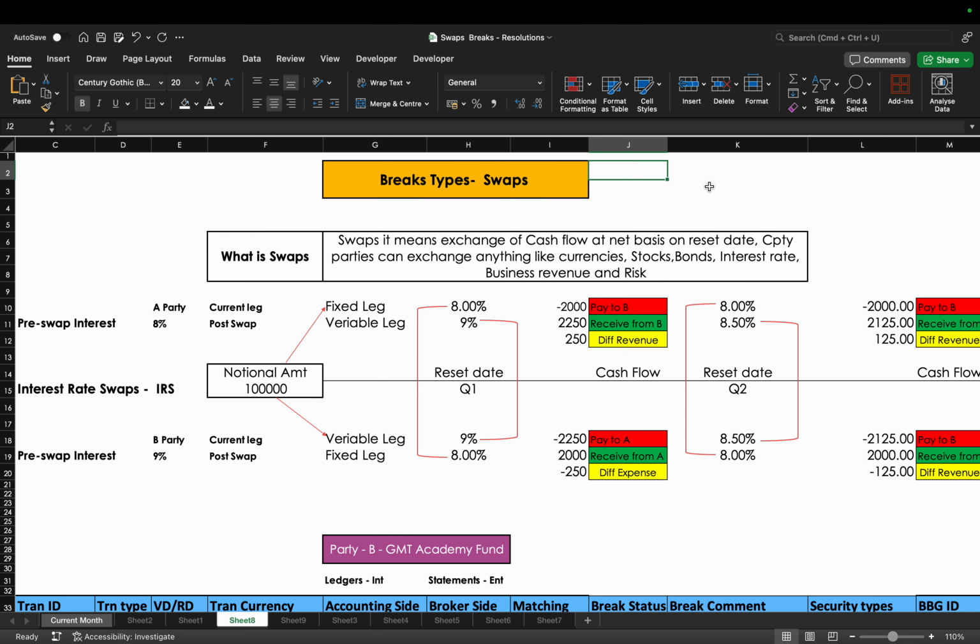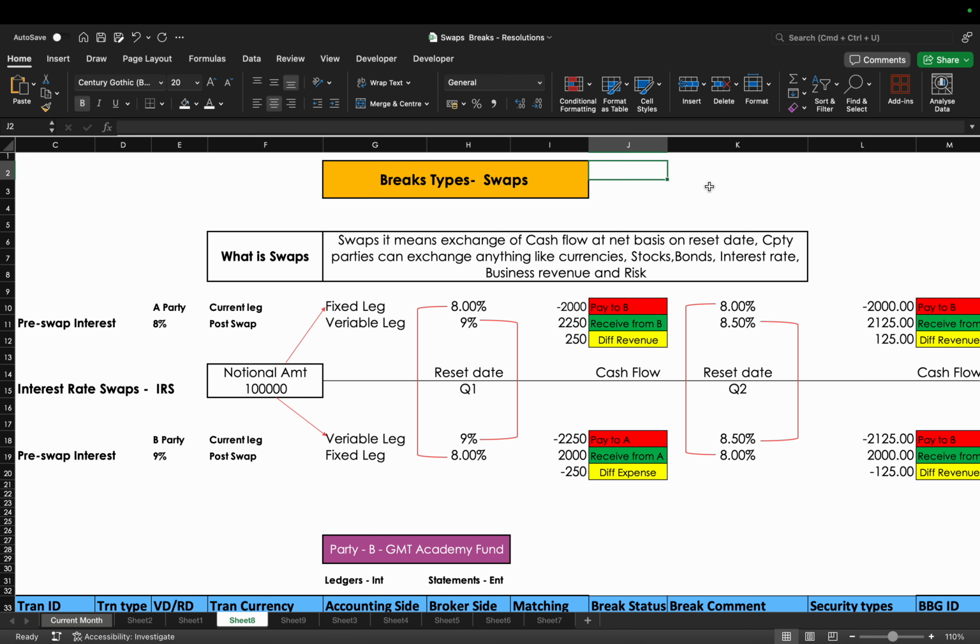Hi guys, in this session we are going to discuss swaps, basically interest rate swaps. We'll discuss in detail how swaps work and how breaks come into your reconciliation queue. I just need 10 to 15 minutes of your time so that you can understand it in a better way. After this session, I assure you, no one will have any questions about interest rate swaps.